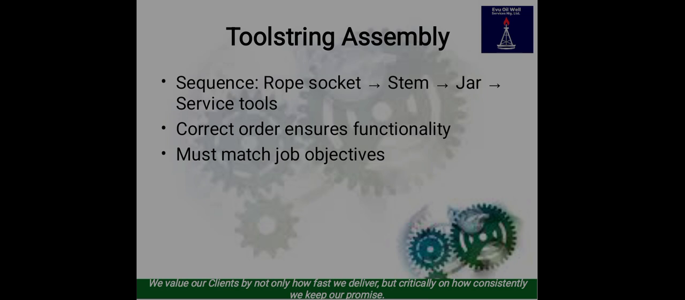The rope socket attaches the Slickline to the tool string. Then we'll have the stem after the rope socket. The stem could be a weighted bar or just an ordinary stem, and this provides weight to carry tools down. Next is the jar. The jar delivers impact to set or release tools.